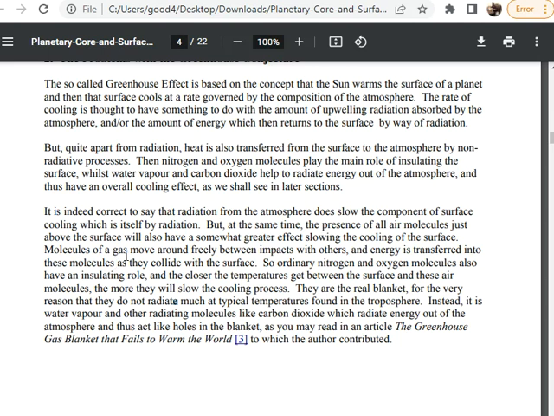At this point, though, I think it is important to try to figure out exactly what his model looks like, because he has claimed that nitrogen and oxygen are insulators and carbon dioxide and water vapor are radiators. I don't know exactly what his model looks like, but I'm going to try to reproduce it to the best of my ability.